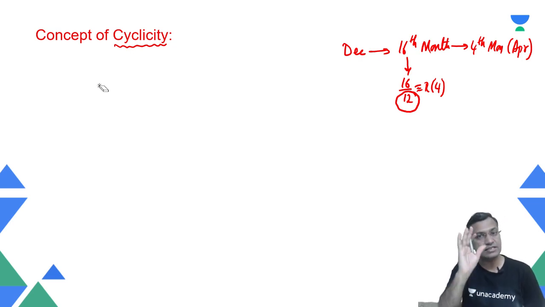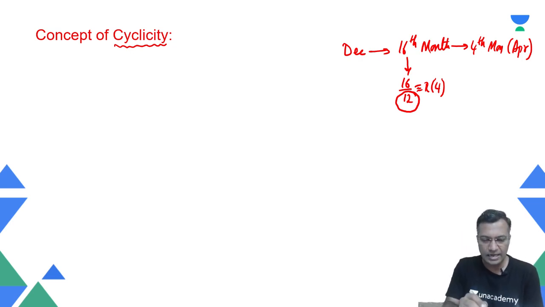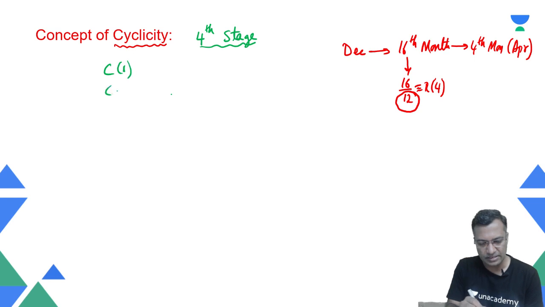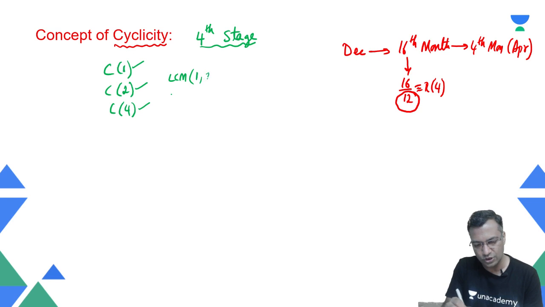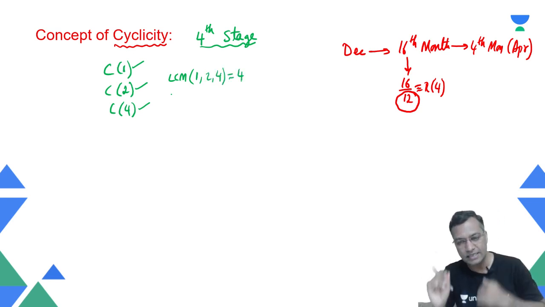So now let's examine this. We can summarize this entire cyclicity at the fourth stage. You may wonder, sir, why at the fourth stage? Simple. Some of the digits have a cyclicity of 1, some a cyclicity of 2, and some a cyclicity of 4. What is the LCM of 1, 2 and 4? The least common multiple of 1, 2 and 4 is nothing but 4. And hence we can summarize this at the fourth stage.